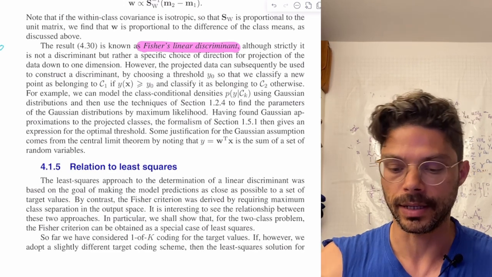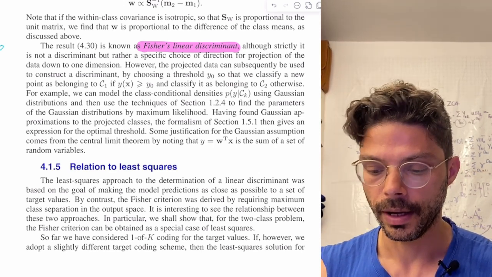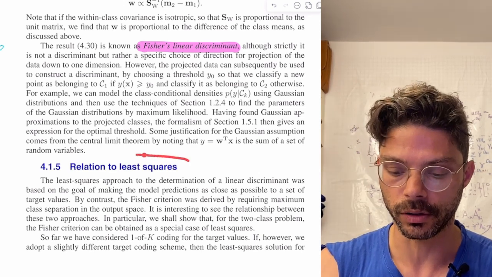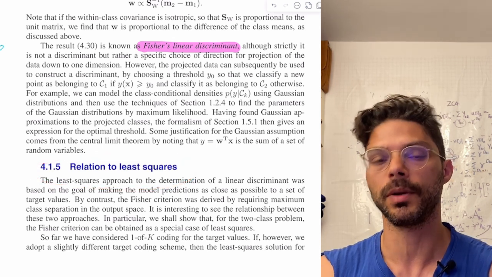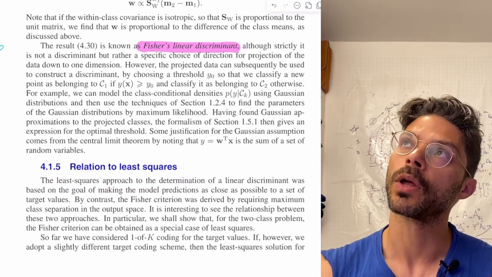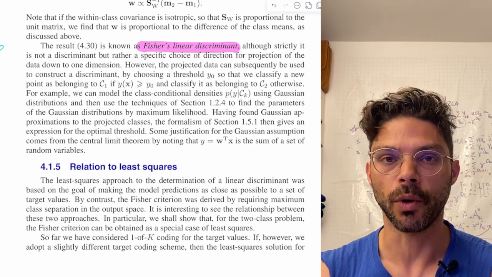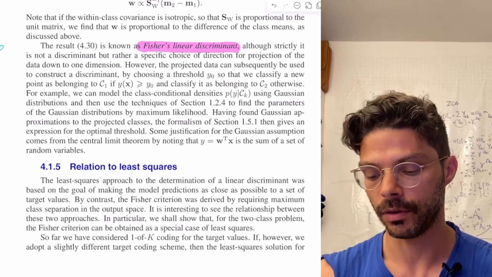And we found his discriminant that way. And now what we're going to do in this particular section is to show that there is a connection between these two. That in fact Fisher's linear discriminant in the 2D case is going to correspond to doing least squares with a particular encoding of the class labels.